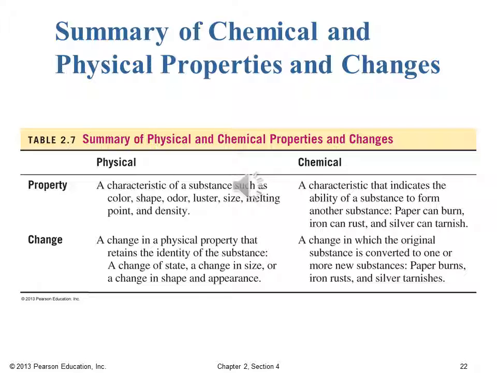Physical or chemical change, again, a change in physical property that retains the identity of the substance, that's a physical change. A change in which the original substance is converted to one or more new substances, that's a chemical change. So it's really a key difference. A physical property or a physical change describes a given substance and changes it undergoes where it retains its identity as a substance, whereas chemical properties or chemical changes have to do with how one or more substances react to form one or more new substances.